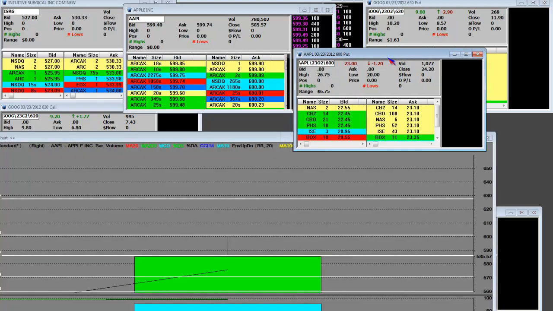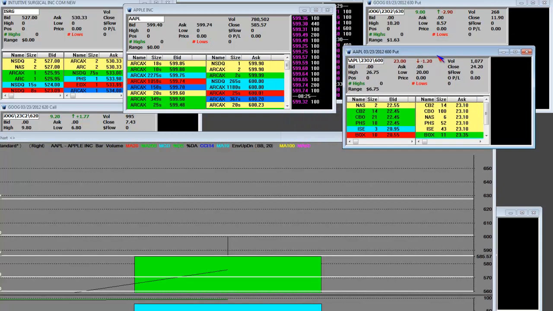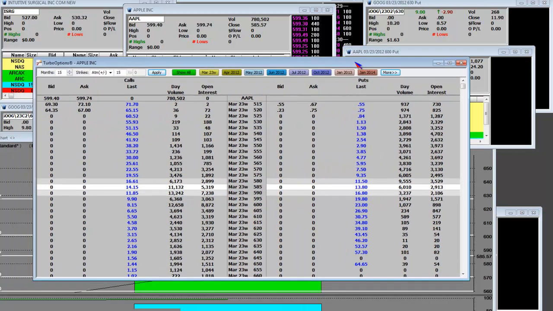Another thing we're going to be looking at is this weekly put option on Apple. 1,077 contracts traded on Friday, closing 24.20 was the previous day, but the last print says $23 right here. Okay? And the high was $26.75 on Friday, and the low was $20. And they were buying them up.